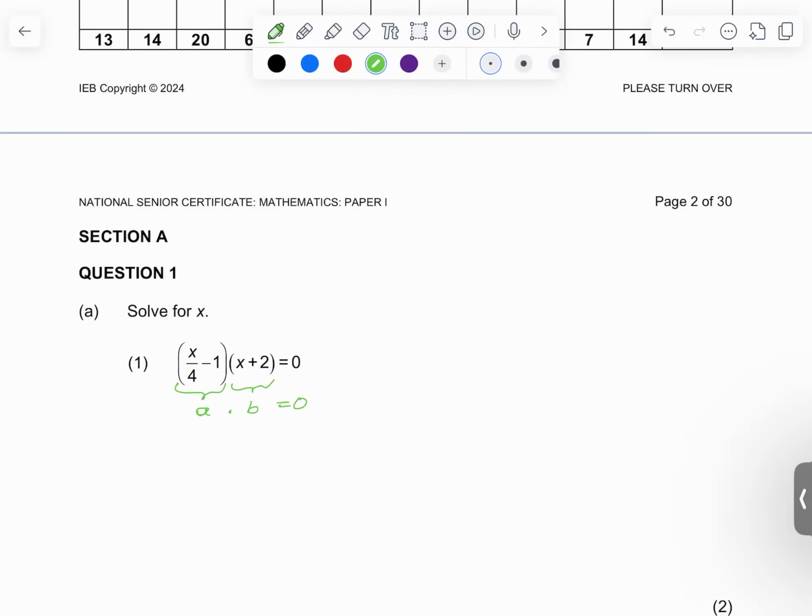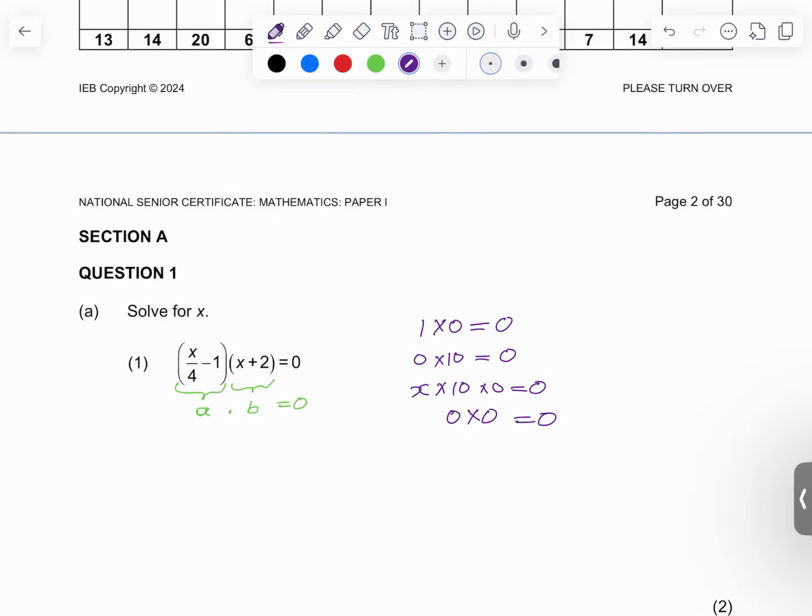For example, 1 multiplied by 0 is 0. 1 is a factor, 0 is a factor. When you multiply those two, you get 0. 0 multiplied by 10, your product will be 0. X multiplied by 10 multiplied by 0, your product will be 0. Amazing, isn't it? Check this out. 0 multiplied by 0 will give you 0.